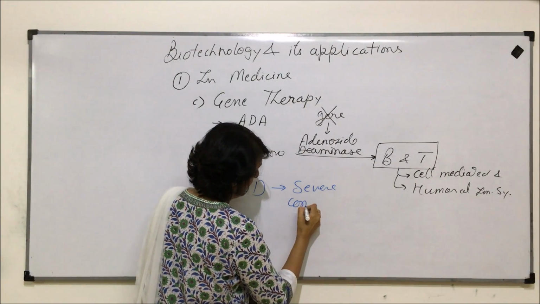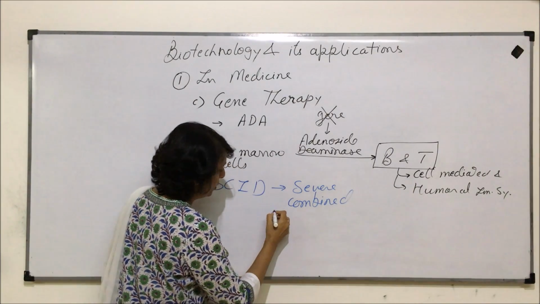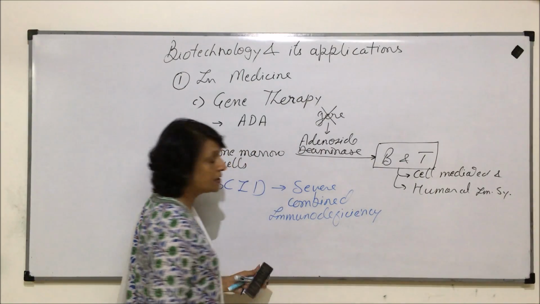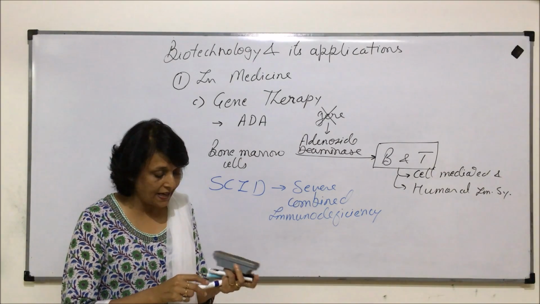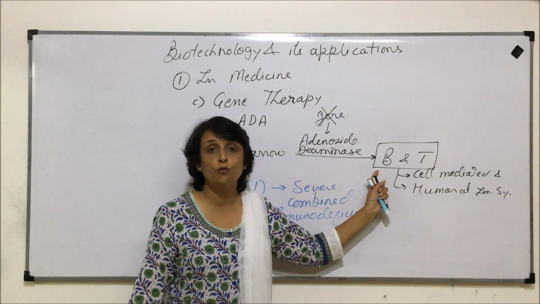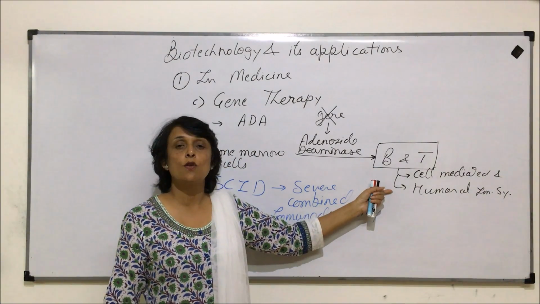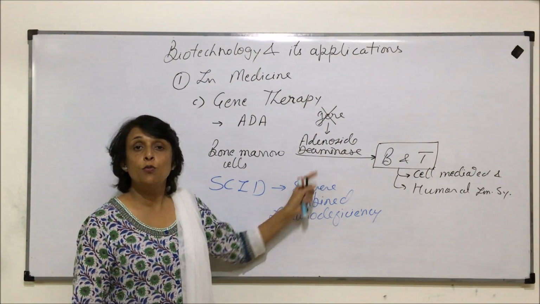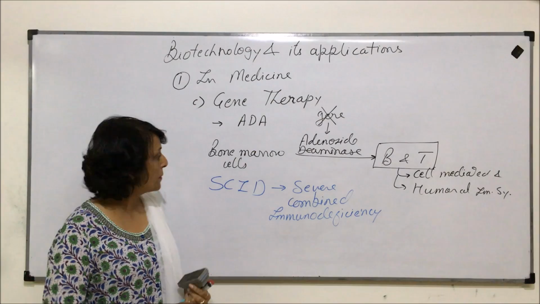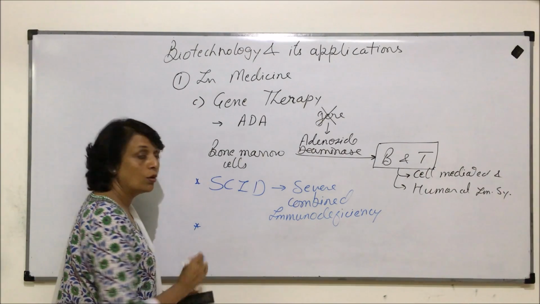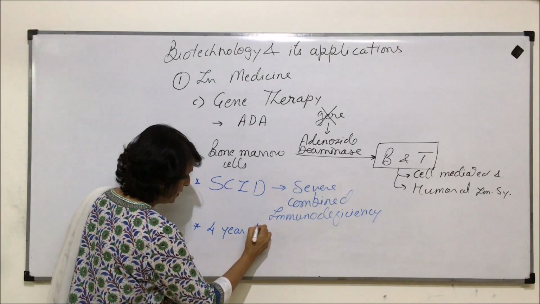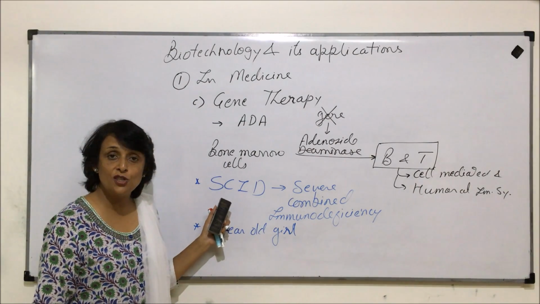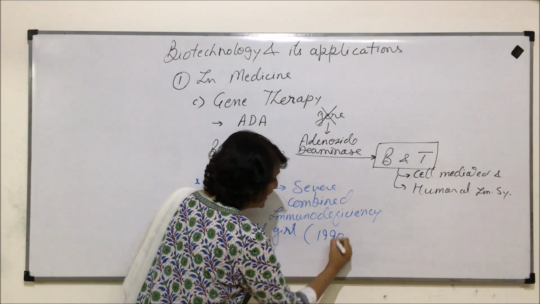Severe combined immunodeficiency. It is called severe combined immunodeficiency. And if a child or a baby is born without immune system, then there are chances of all kinds of diseases because there is no third line to defend the body. This was the first gene therapy which was performed, and it was performed on a 4-year-old girl who was suffering from this condition, and the year when this was performed was 1990.